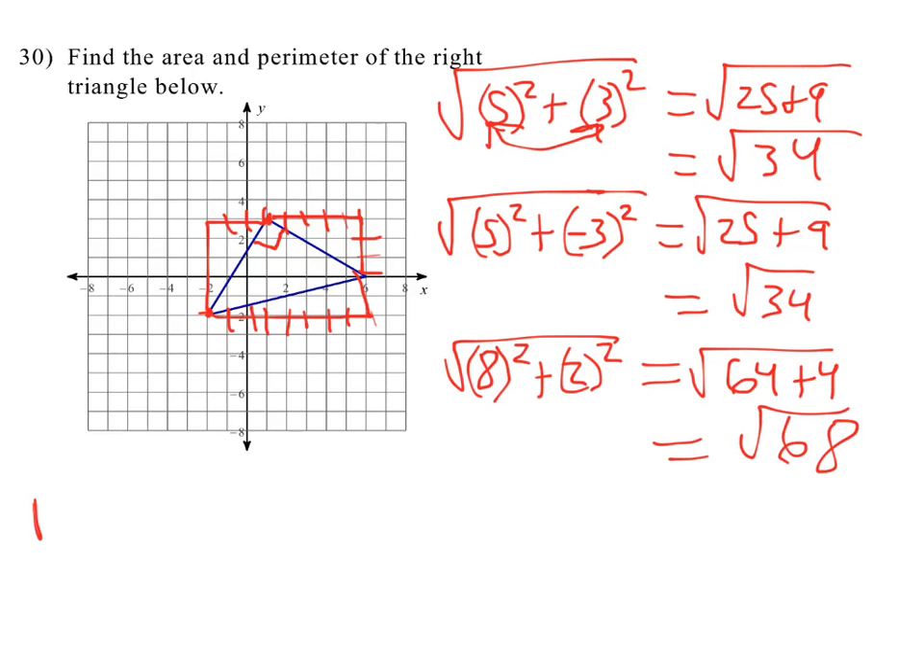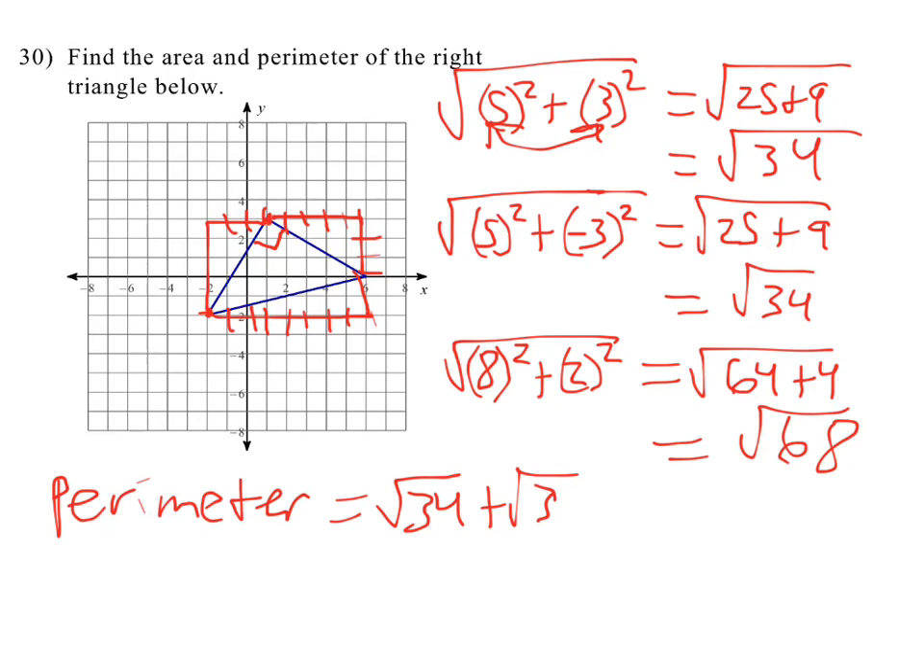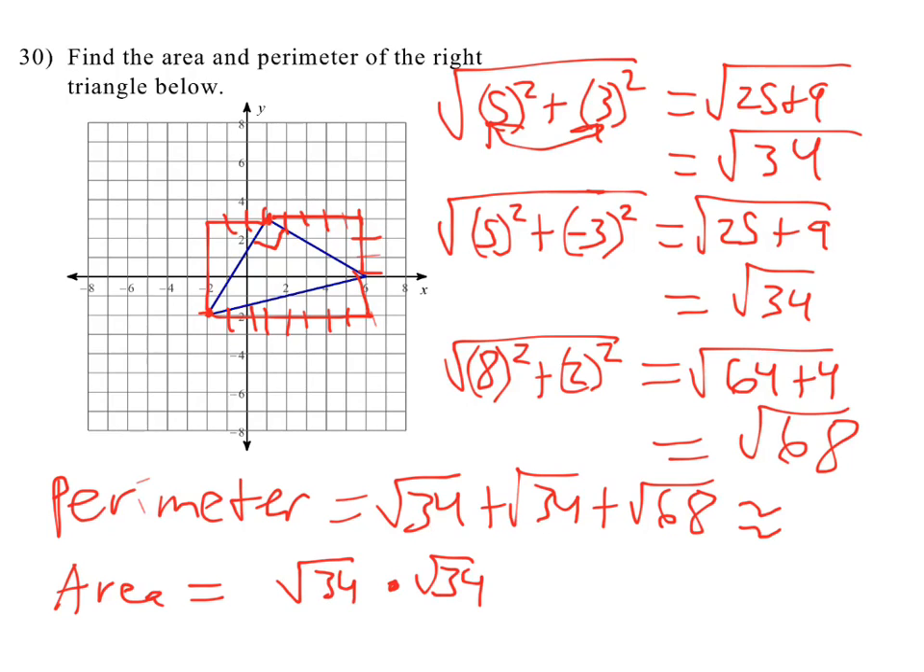So now, if I want to get the perimeter, I'm going to take those and add them up. So I got square root of 34 plus the square root of 34 plus the square root of 68. I'm going to plug that into the calculator in a sec. And if I want to get area, I'm going to do the square root of 34, and I'm going to times it by the square root of 34.